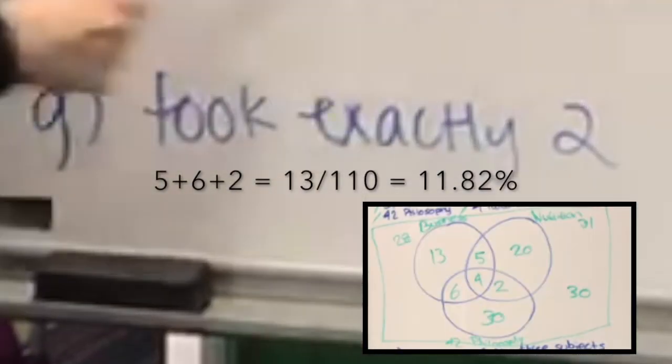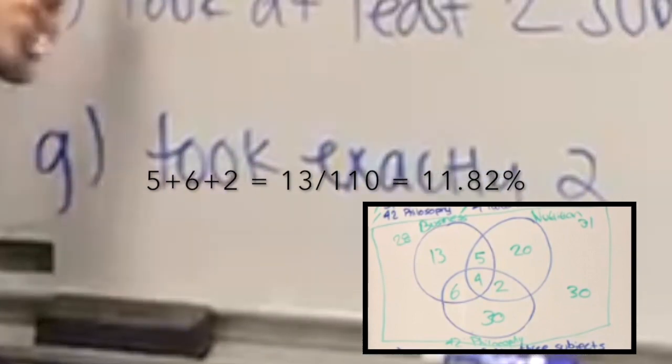Okay, so to find letter G, to find the people who took exactly 2 subjects, we're going to add the numbers that are in between 2 circles, meaning 5 plus 6 plus 2 out of 110, which is 11.82.